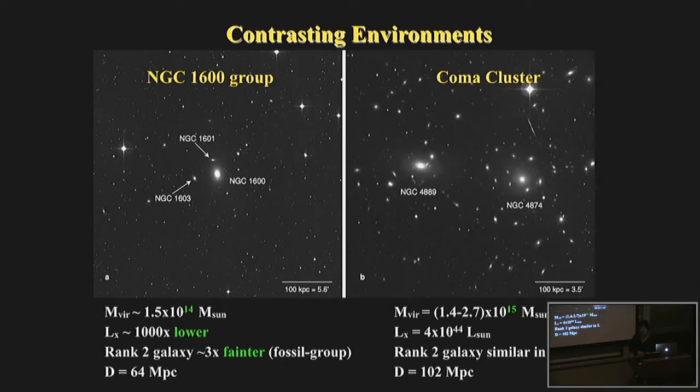Its X-ray luminosity is at least 1,000 times lower, and the rank 2, the second brightest galaxy in this cluster, is at least 3 times fainter. So this is almost like a fossil group, in contrast to the Coma cluster. And the distance is about 50% closer.